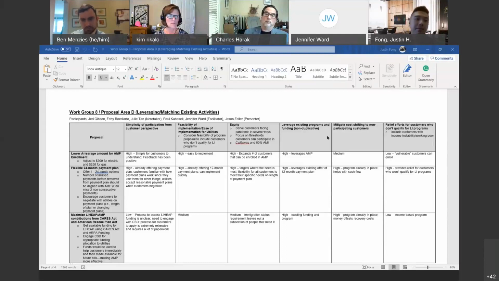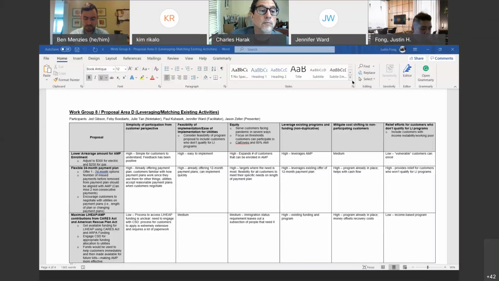Equity is very high because it targets where the need is most, and it's flexible because all customers can participate in a payment plan. It's not income restricted. Leveraging existing programs and funding would also be high because we're leveraging a program that is already in existence. We would just leverage what we're already doing for 12 months and change whatever messaging needs to be changed in order to reflect 24 months. Mitigating cost shifting to non-participating customers we also indicated as high for the same reasons. The program is already in place. And relief for customers who don't qualify is high because you don't need to be income qualified to participate in a payment plan.